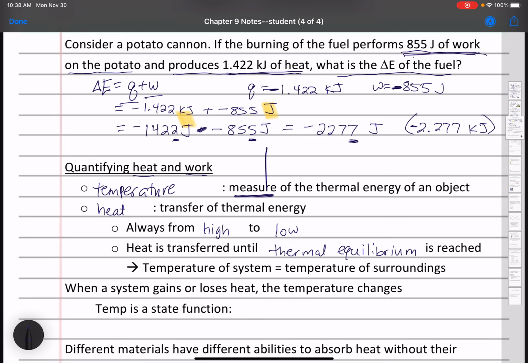In other words, the temperature of the system then equals the temperature of the surroundings. If you leave your cup of coffee at room temperature, it will cool until it is at room temperature. It will not continue to cool until it's a frozen block of ice. It can't just keep losing heat until there's no heat left. It will lose heat until they're the same temperature.